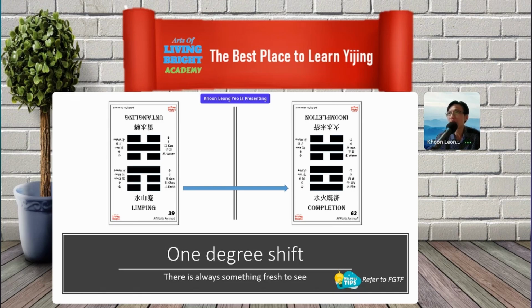Okay, so now here, on the left is 水山蹇, limping. Now, in order for you to have a breakthrough to move, you need to go back to the basic. Go back to line 1, make a change. You don't have to make all the changes. All you need to do is make one simple small change to the basic foundation. And there you go. Once you change, you have 水火既济, can move already.